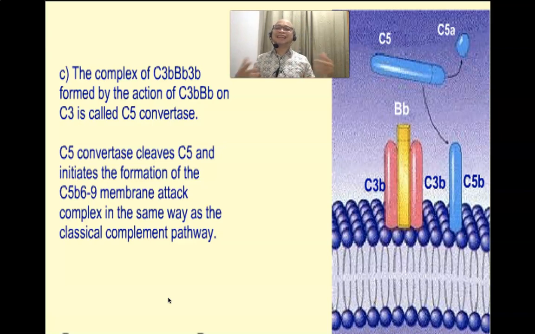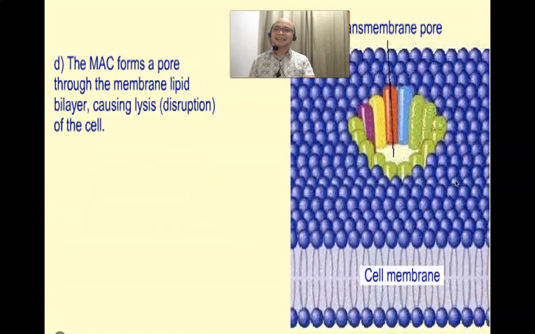C5 convertase will then again cleave C5, and C5a, just like before, will not participate in the complement cascade. C5a here may bind with mast cells, and then C5b will initiate the formation of C6, C7, C8, and C9, causing a transmembrane pore because of the MAC, causing the lysis of the cell.